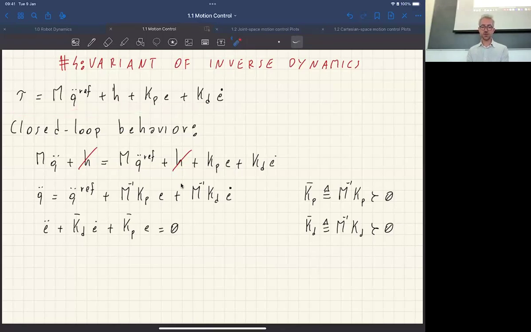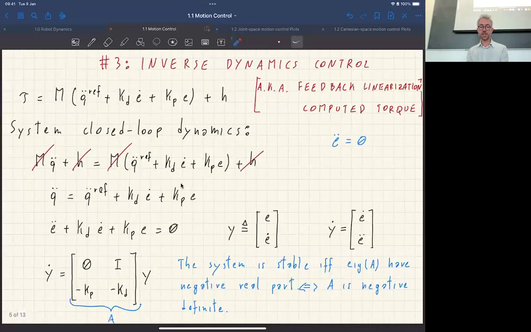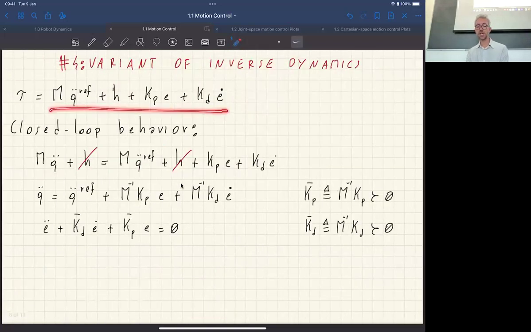Yeah, basically. So in this case, the mass matrix only multiplies q double dot ref, whereas in this case, the mass matrix multiplies q double dot ref and the PD terms. So basically, you're taking these two terms here and you're moving them out of the multiplication with the mass matrix. And you get this variation of inverse dynamics control, which is called with the same name, inverse dynamics control. They don't have two different names. That's why I'm calling it a variant of inverse dynamics.